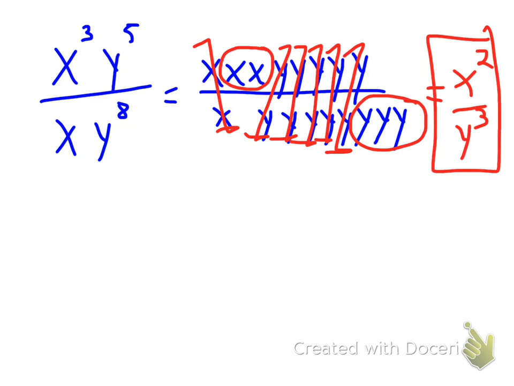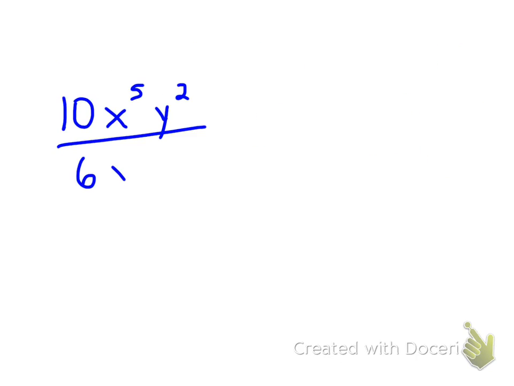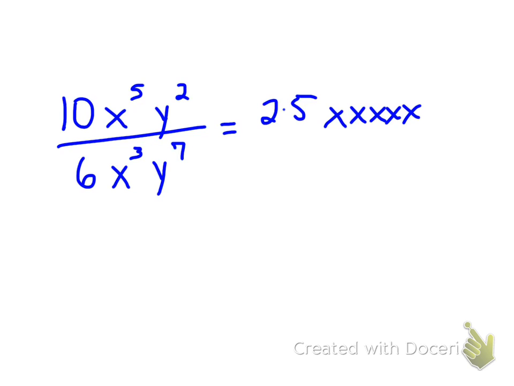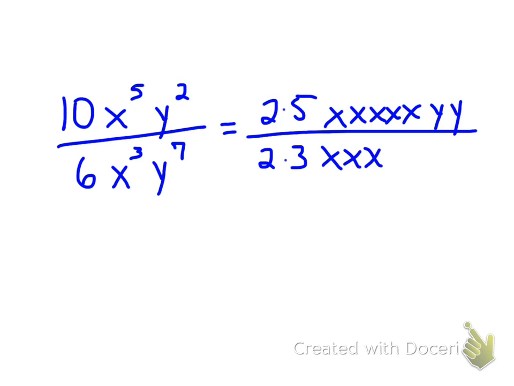Going into the next problem, which I just jumped ahead to too quickly, but here's the next problem. Now, not only do I have a couple of variables, but I also have numbers. So I'm going to write this out and still use the idea of giant ones. 10 is the same thing as 2 times 5. X to the fifth and y squared is written out like that. Everything in the numerator is being multiplied. In the denominator, I have a 6, which can be written as 2 times 3, x to the third, y to the seventh.